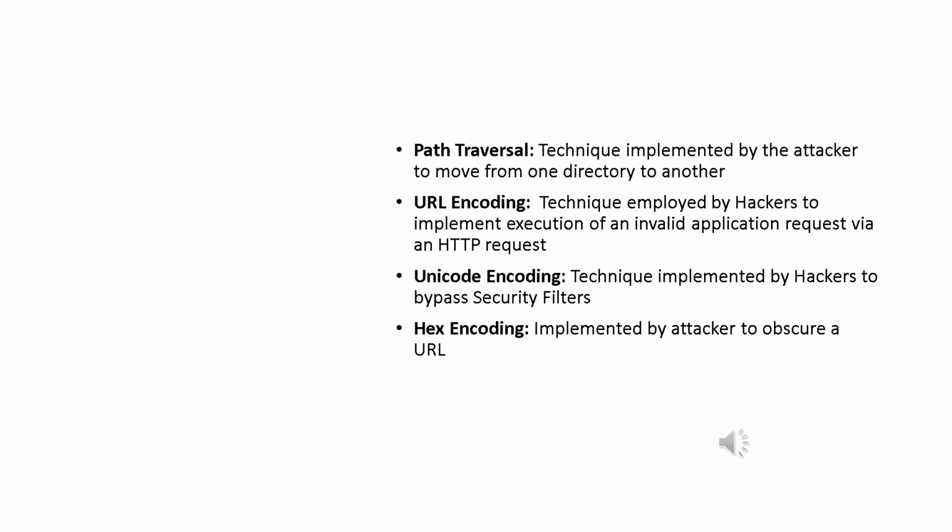Path traversal, a technique implemented by the attacker to move from one directory to another. URL encoding, a technique employed by hackers to implement execution of an invalid application request via an HTTP request. Unicode encoding, a technique implemented by hackers to bypass security filters. Hex encoding, implemented by an attacker to obscure a URL.